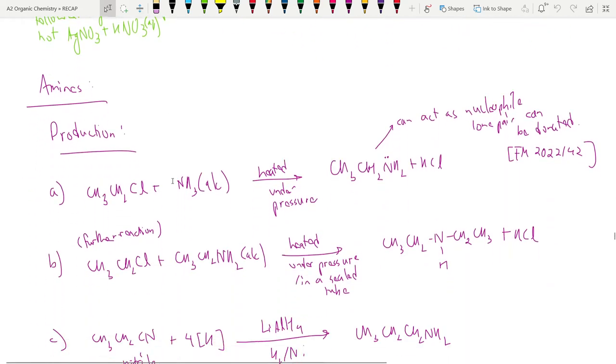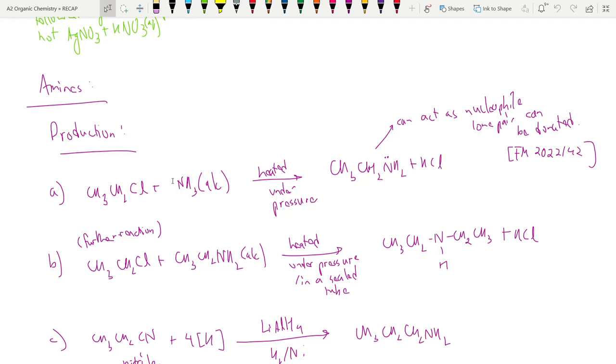Moving on to amines. Amines can be produced mainly, this is a reaction from AS chemistry of halogenoalkanes. They can be reacted with ethanolic ammonia or amines in the presence of heat in a sealed tube, or heat under pressure, to form amines. So we can use ammonia and react it with halogenoalkanes to form amines.